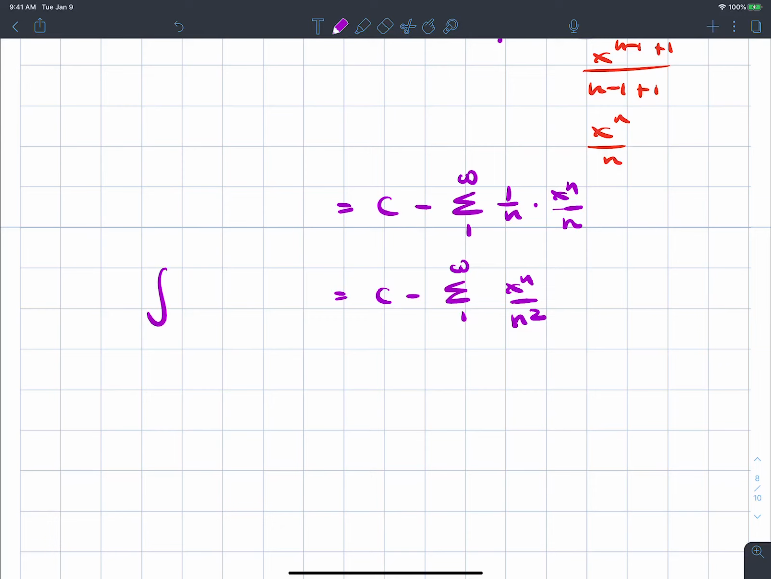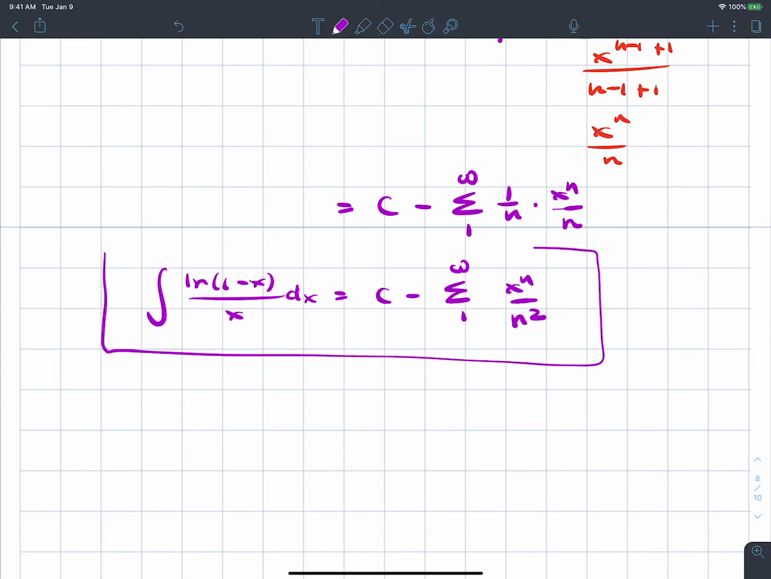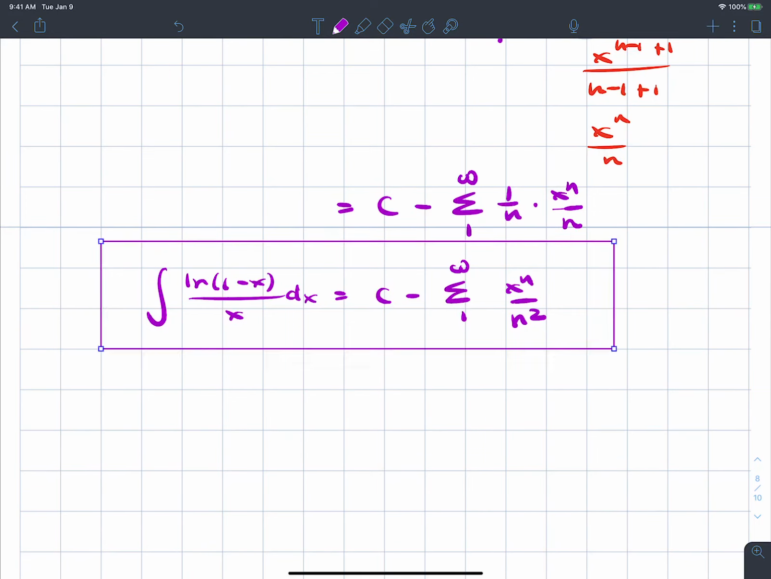So this is the integral of the natural log of 1 minus x over x dx. So we found a way to integrate here. And remember, this is good for the absolute value of x being less than 1, or x is between -1 and +1. So we have our interval of convergence, and we have a way to actually integrate this. Okay, we're going to do one more here.